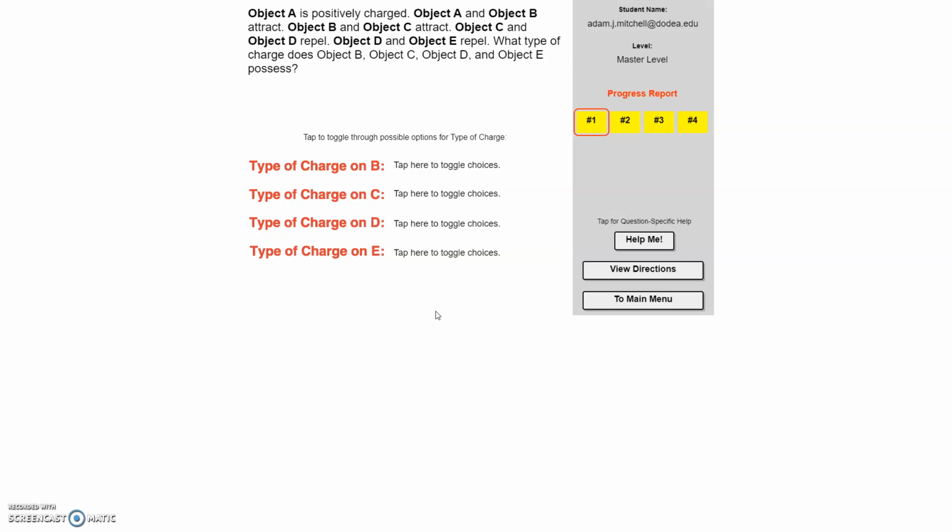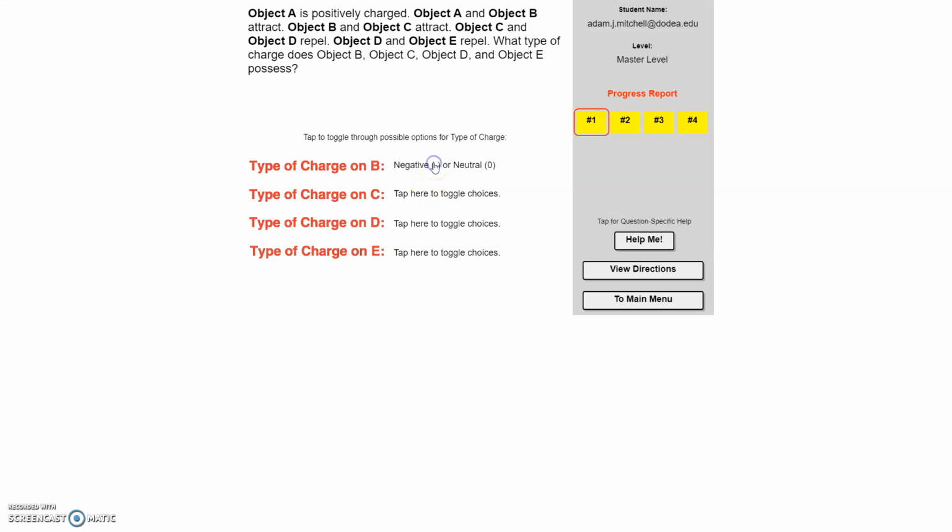And then we're on to object E, and it says objects D and E repel. So once again, if D had a positive charge, E would also be positive because likes always repel. And if D was negative, then E would also be negative. So then we just go through and we put those options in.